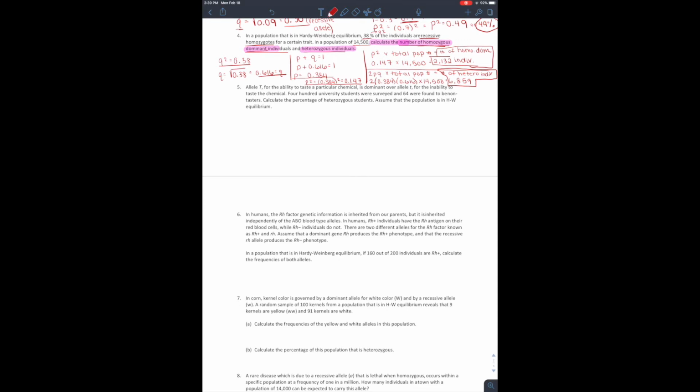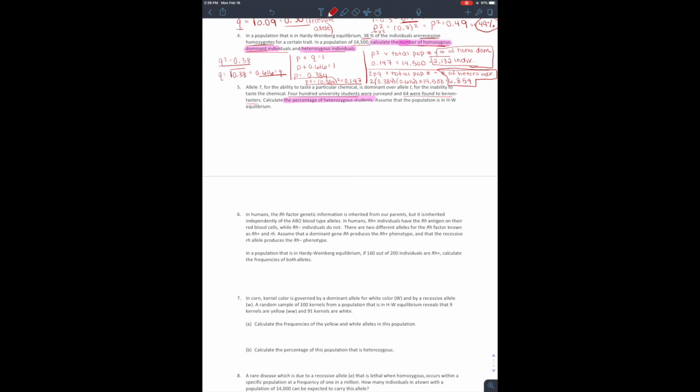Let's go to 5. Allele T for the ability to taste a particular chemical is dominant over allele little t for the inability to taste the chemical. 400 university students were surveyed and 64 were found to be non-tasters. Calculate the percentage of heterozygous students. Assume that the population is in Hardy-Weinberg equilibrium.